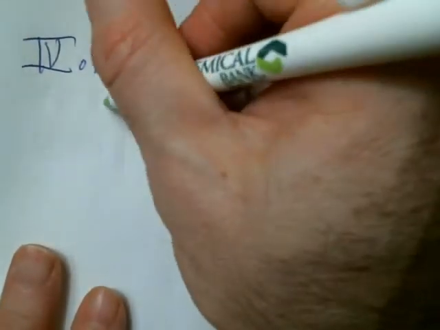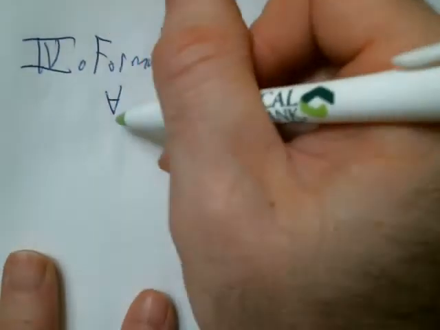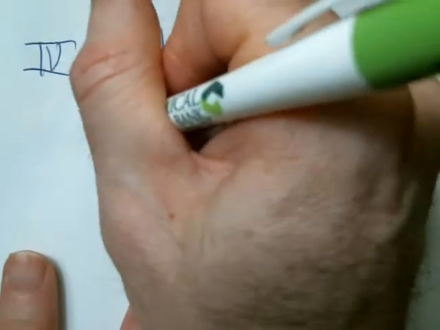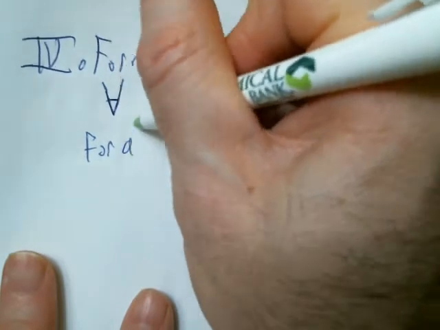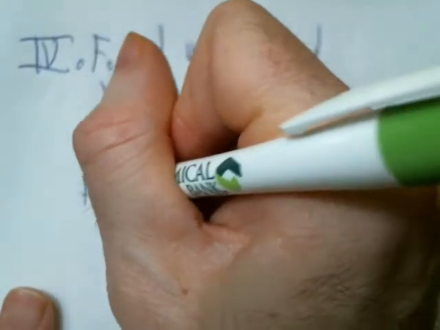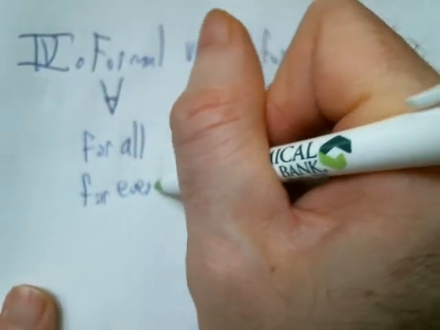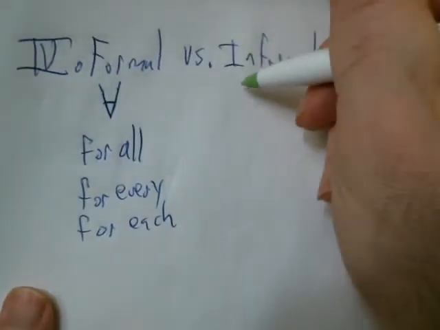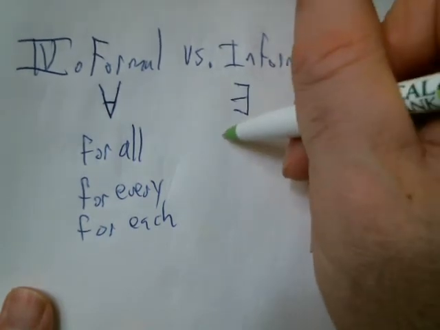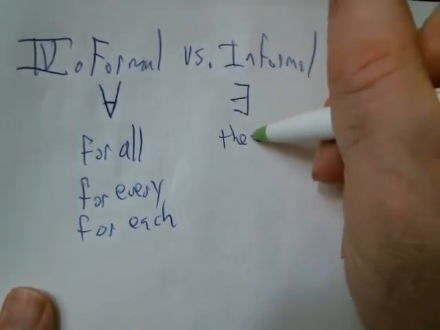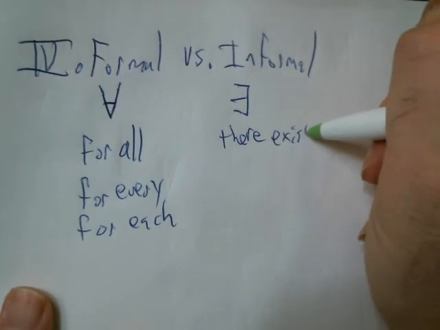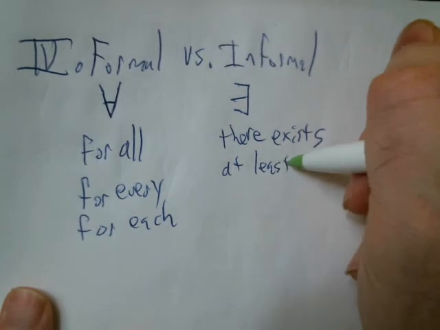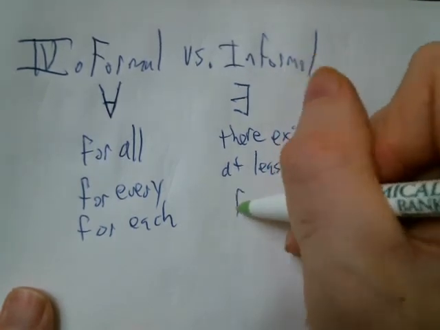And okay, so some reference material: this upside down A, you could translate it as for all, for every, for each. The existential quantifier, there exists, at least one, for some.